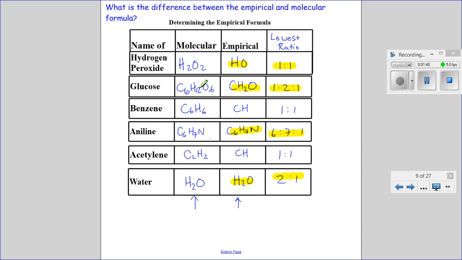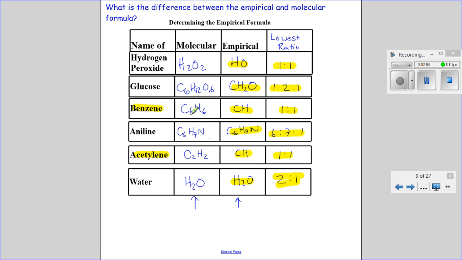If you have C6H12O6, each one can be divided by 6, and that turns it into a 1 to 2 to 1 ratio. So the empirical formula is the lowest ratio of elements to one another. Now, the ratio cannot tell us what the chemical is. The empirical formula for acetylene, you'll notice, is exactly the same as benzene, but they are very different chemicals.